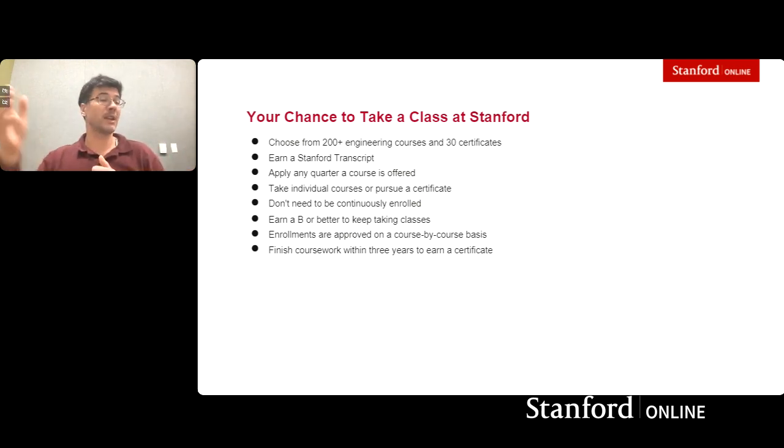Now, if you were admitted into a master's degree in the School of Engineering at Stanford, you can apply up to 18 units that you earn as what we call a non-degree student towards that degree. Again, as long as they're relevant units and you're admitted in that degree program. Now, this is course-by-course; you're applying on a course-by-course basis.